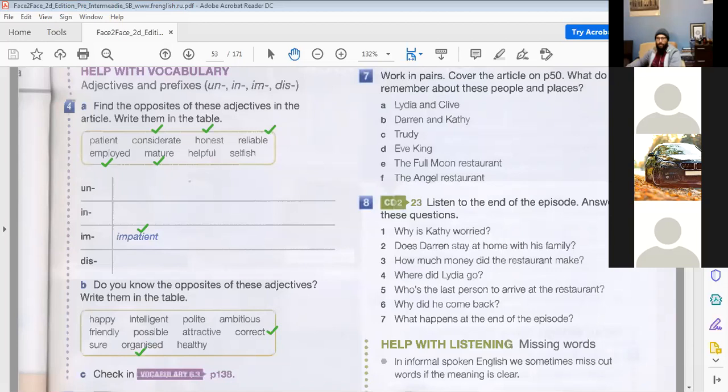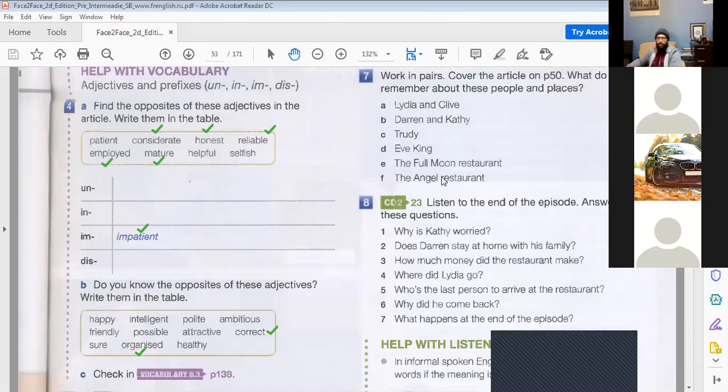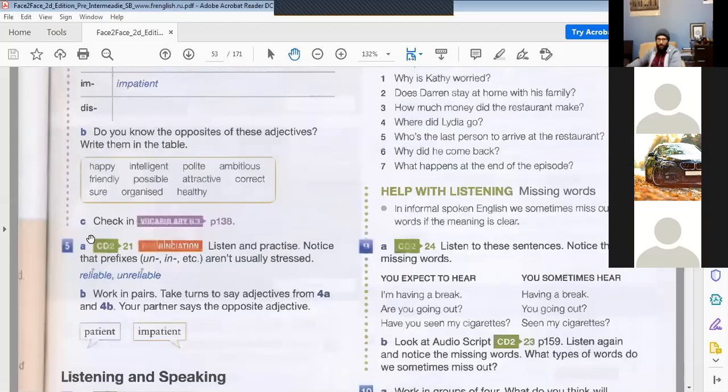Okay, so not all of them. I expected them to say all of them. Okay, no problem. So the only point here I want to make is about stress, that's all. So the summary of this question is this. Notice that prefixes aren't usually stressed. So don't stress the prefix.